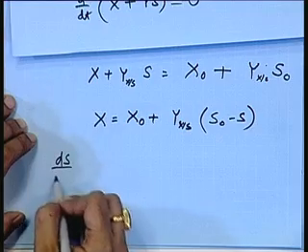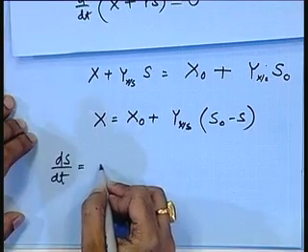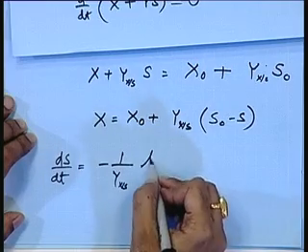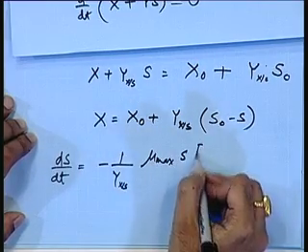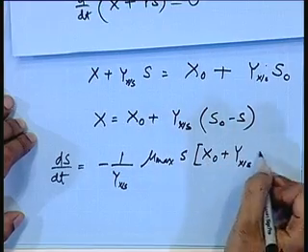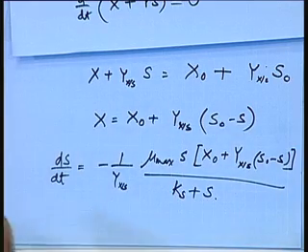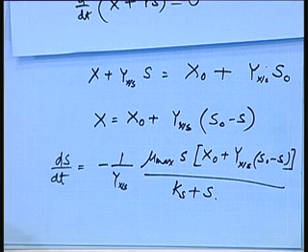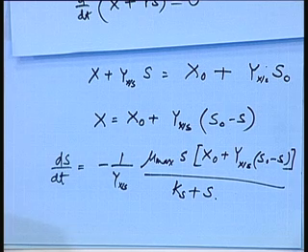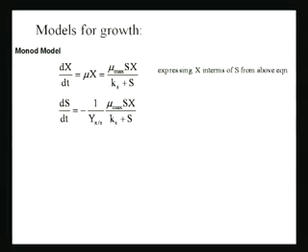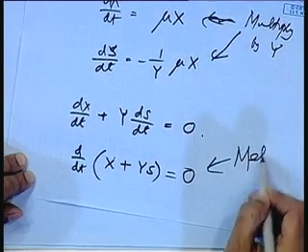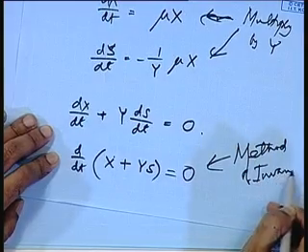So my dS/dt can now be written as minus 1 over Y x/s times mu max S times (x naught plus Y x/s (S naught minus S)), over K s plus S. And though this is nonlinear, we can still integrate it because it looks like we can use partial fractions to integrate this. It's a quadratic in the numerator and linear in the denominator, so I think we can use partial fractions. This is called the method of invariance, and you shouldn't forget this because it is a common trick.